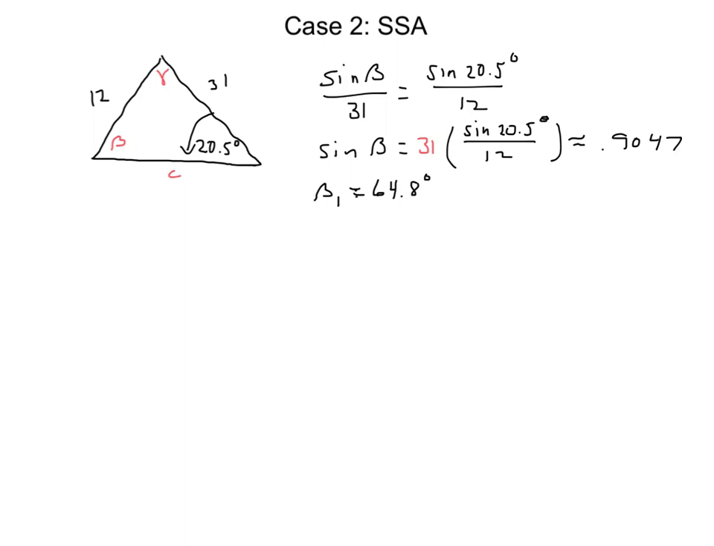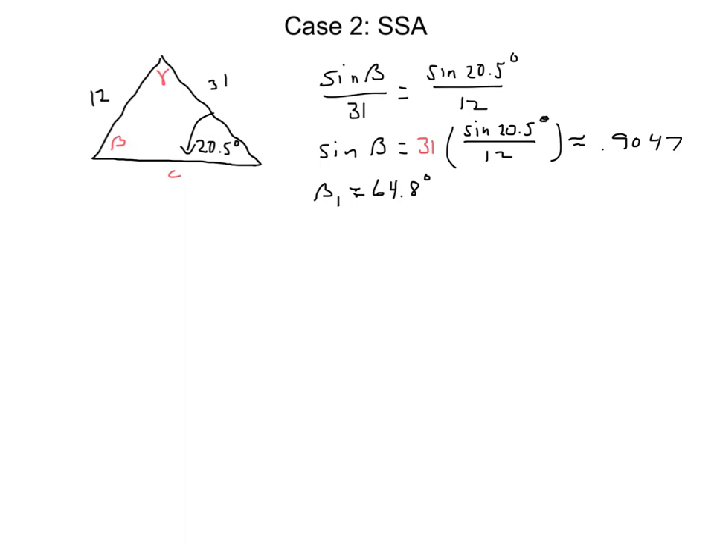Like the last problem, the first thing we have to find is beta. So I get the sine of beta over 31 equals the sine of 20.5 degrees over 12. Solving for sine of beta, multiplying by 31, I get sine of beta equals 31 times the sine of 20.5 degrees over 12, and that comes out to be 0.9047.